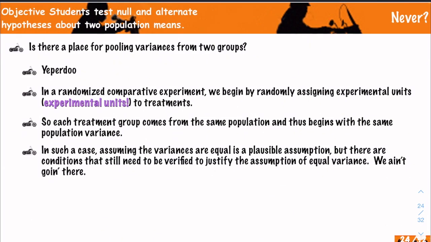So is there a place for pooling variances from two groups? You betcha. In a randomized comparative experiment, we begin by randomly assigning experimental units to treatments. So each treatment group comes from the same population, and thus begins with the same population variance. In such a case, assuming the variances are equal is a plausible assumption. But there are conditions that still need to be verified to justify the assumption of equal variance. We ain't going to go there, so just know we are not going to be pooling when we're comparing means.